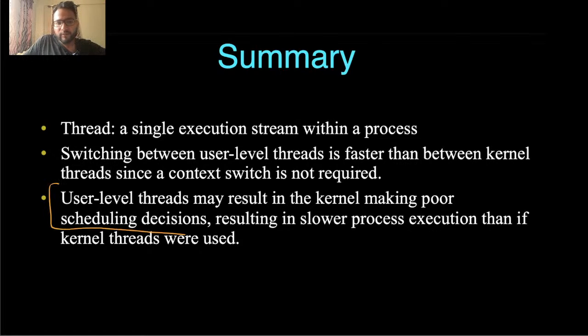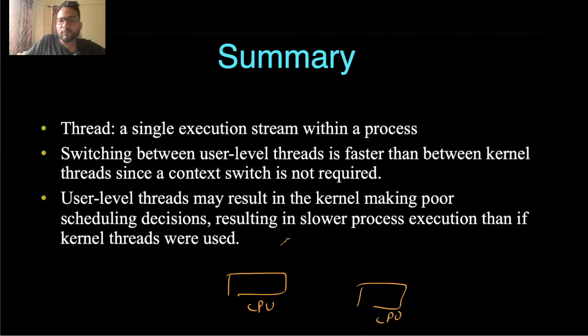Yes, everyone agrees with this, because let's suppose there are two CPUs, and there is just one process running, but it has multiple user level threads. Then I cannot run these two threads on two different CPUs, right? So that's why it may lead to poor scheduling decisions.